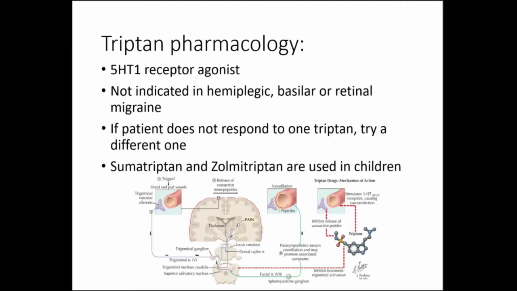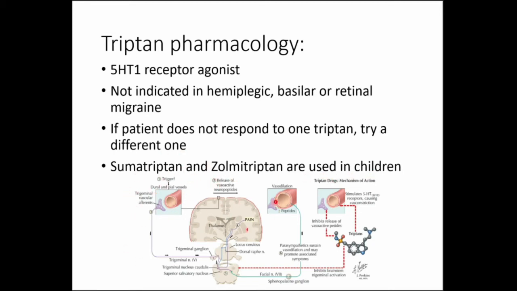So a bit about the pharmacology of triptans. As I've mentioned, they are 5-HT1 receptor agonists, so they bind to the 5-HT1 serotonin receptor. Triptans are not indicated in hemiplegic, basilar or retinal migraines. And usually if you start a patient on a triptan and they don't respond, you may consider a different one. And then sumatriptan and zolmitriptan have actually been licensed in children.